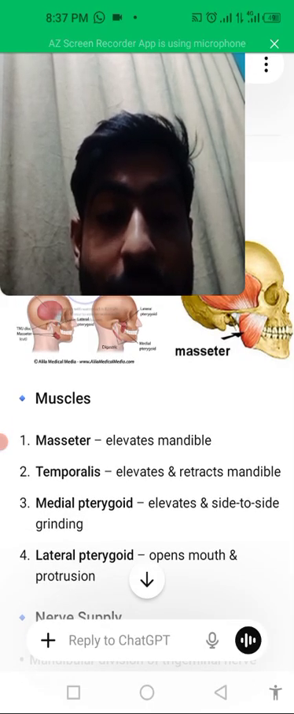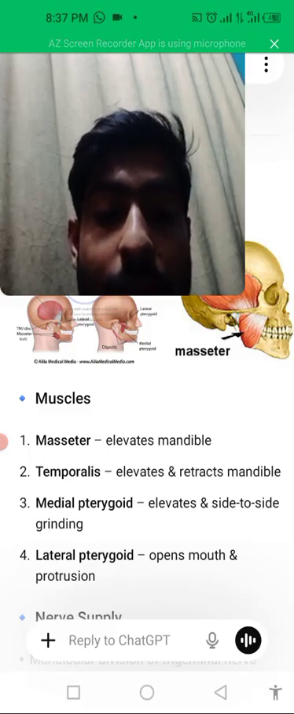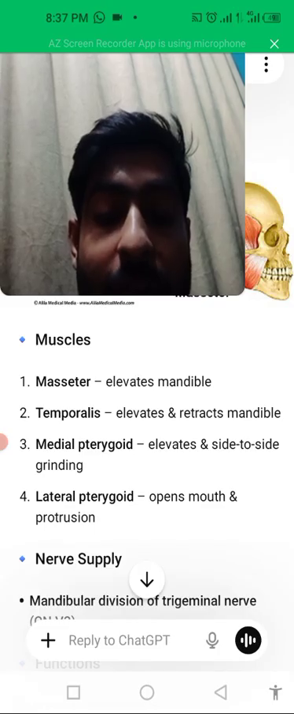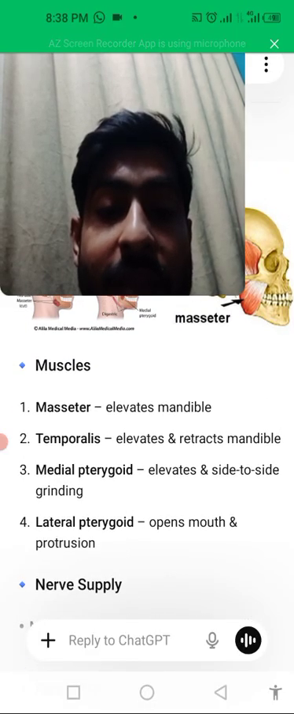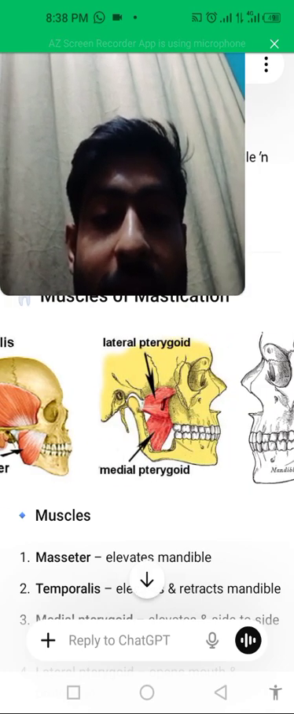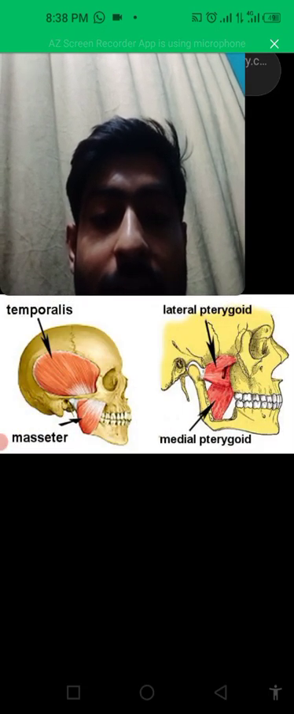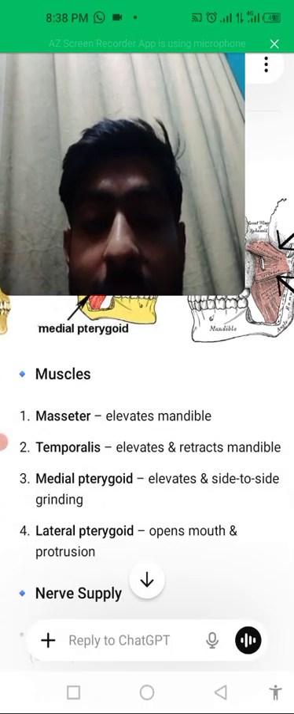So this is a very important thing: which muscle is elevating the mandible, which muscle is helping in elevation and retraction, and which muscles help in opening the mouth, like the lateral pterygoids. Closing of the mouth is done by the masseter, and elevation is also a function of the temporalis. The lateral pterygoids are for protrusion. As you can see in this image, these are very important for movement of the jaw and mandible.